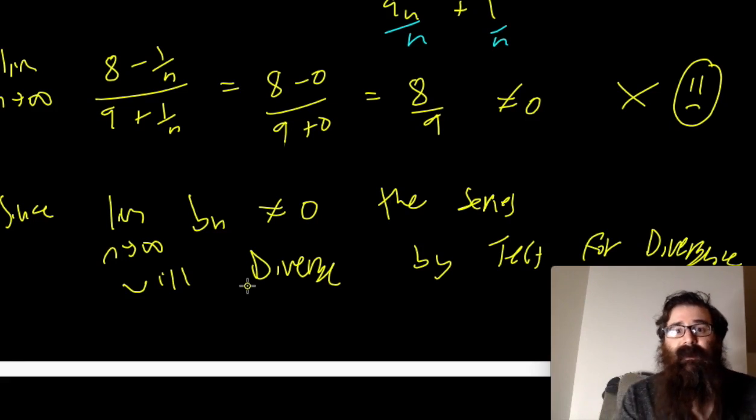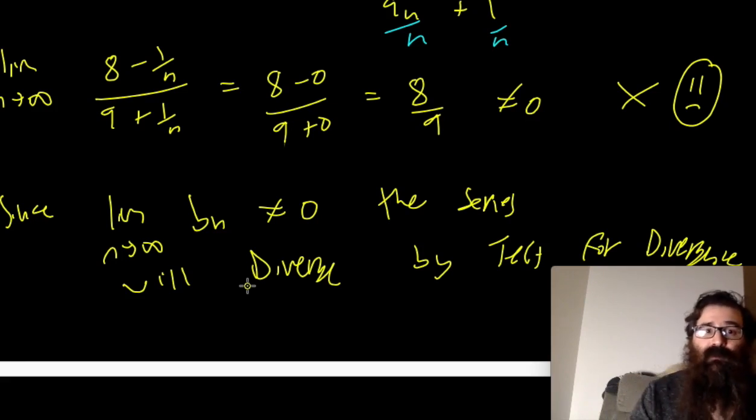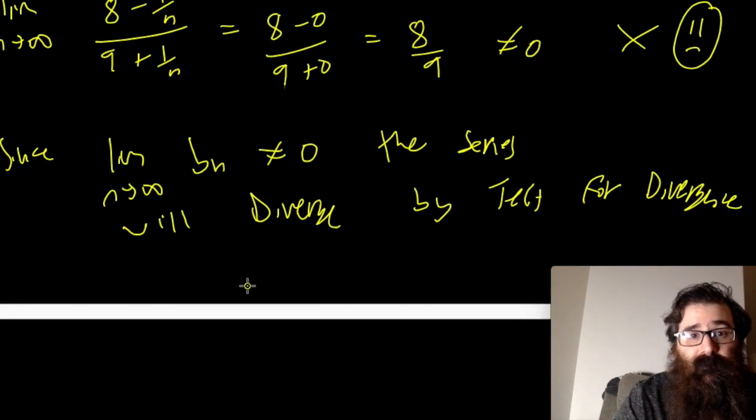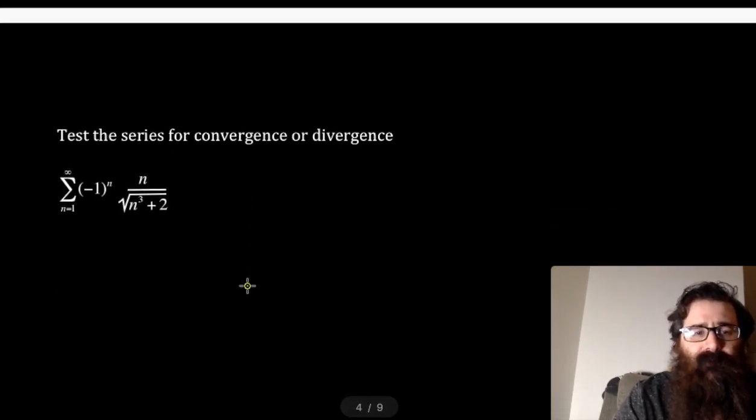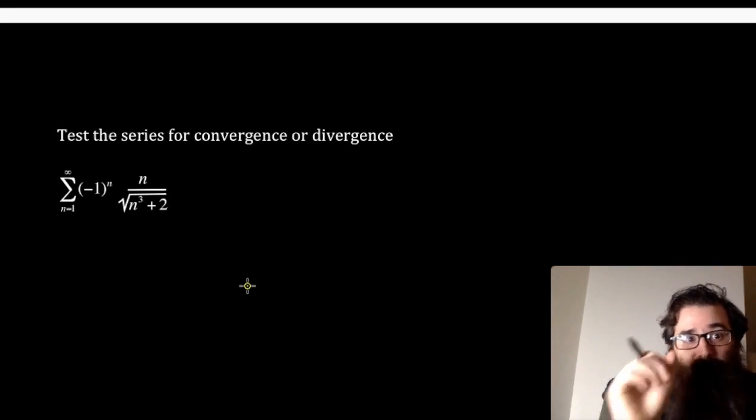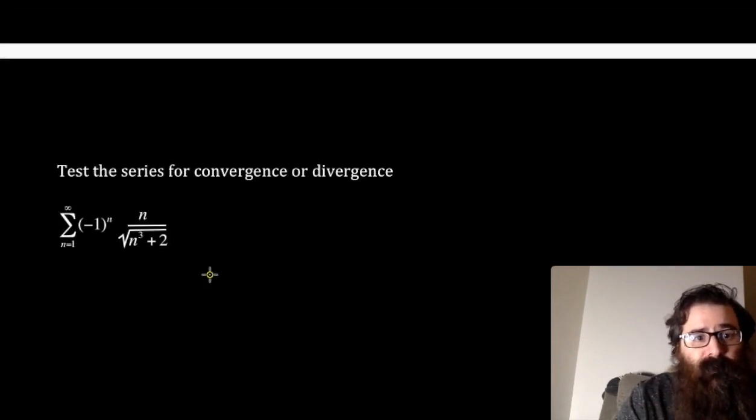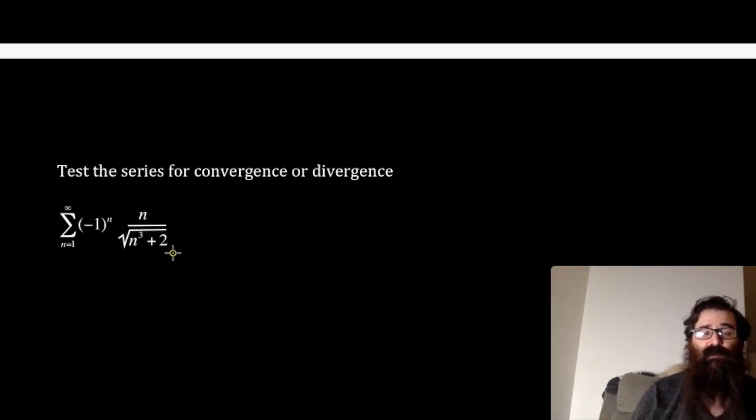So we'll say, well, in that case, we can sort of see we have this divergence, or the alternating series test failing. Let's take a look at one more example for alternating series test. I want to test the series for convergence or divergence. Here we have the sum from n equals 1 to infinity of negative 1 to the n, and we have n over the square root of n cubed plus 2.